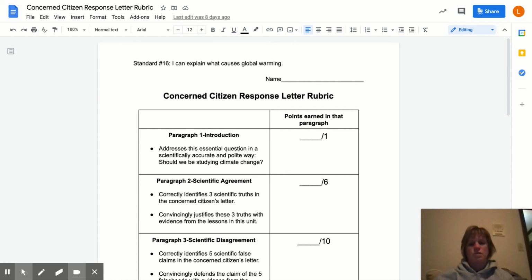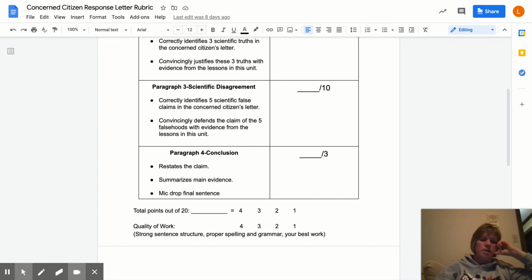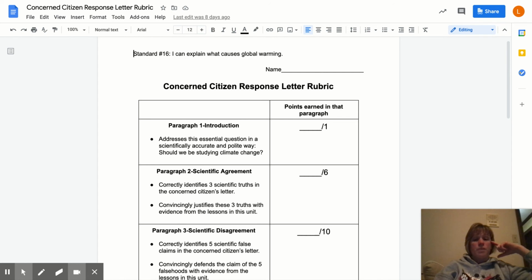Okay, so I'm making this quick video for you just to explain how the rubric is set up for the Concerned Citizen Response Letter. And you can see it's going to be scored for Standard 16, but also there's a quality of work score tied to this assignment. So this is going to be a 4-paragraph letter.